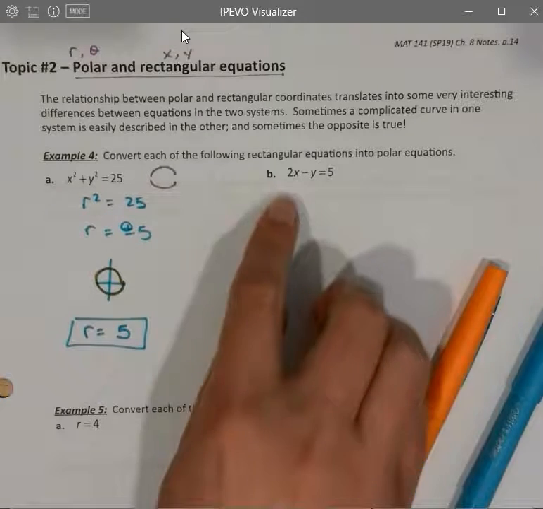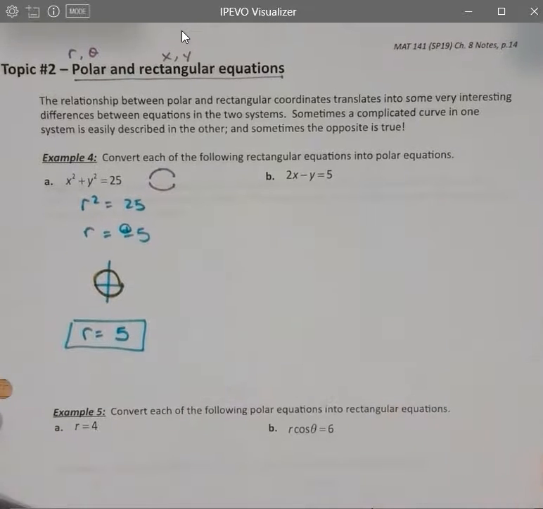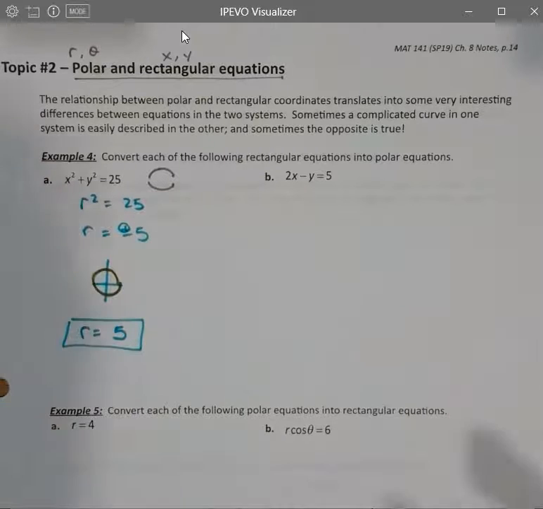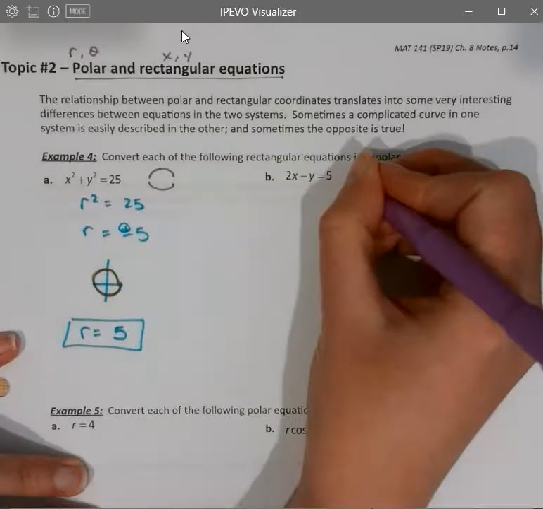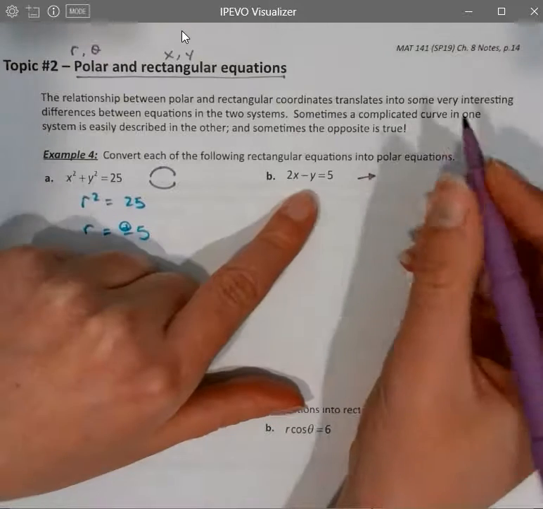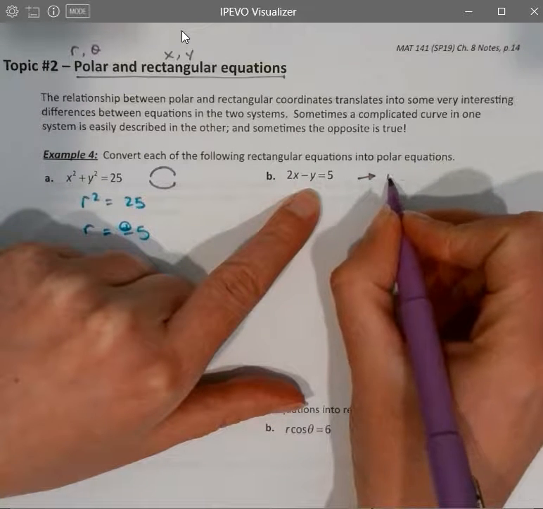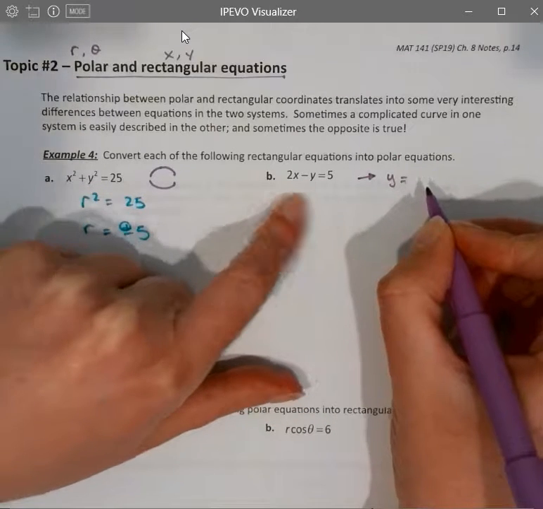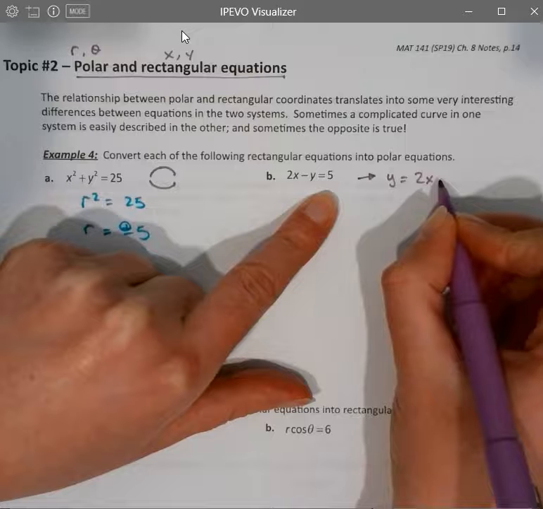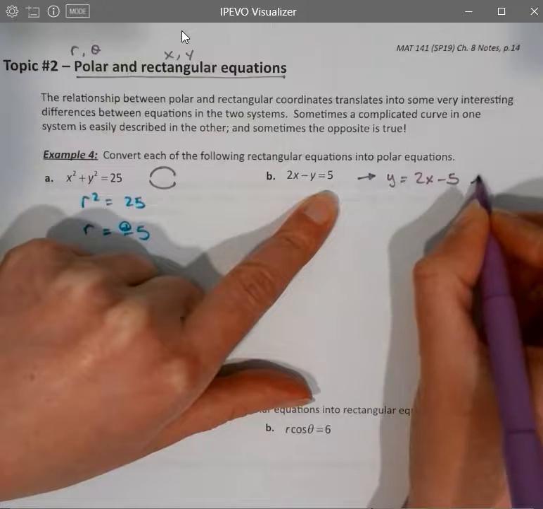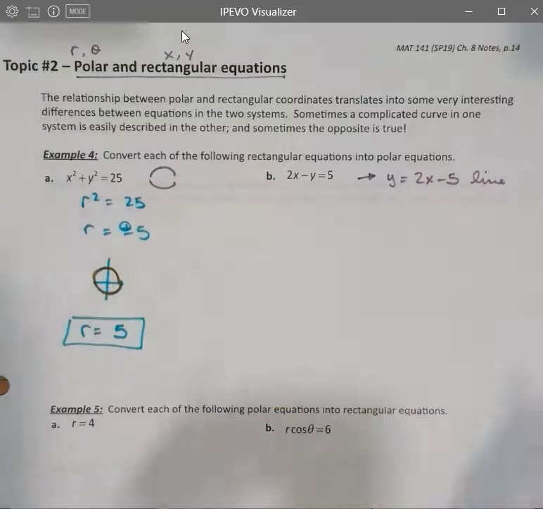Okay, so what is this? In rectangular, I meant to say, this is linear. So in rectangular, I would solve for y and say that this is, subtract the 5 over, add the y over. This is y equals 2x minus 5. And so this is just a nice little line. Okay, easy to graph in rectangular. You could do it by hand in half a second. What would it look like if I turned it into polar?